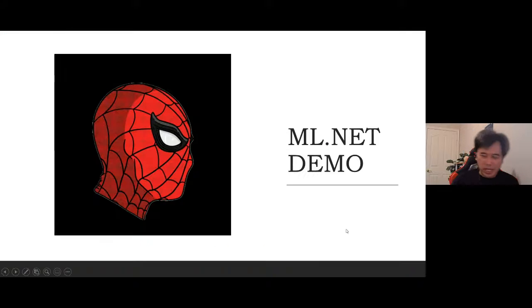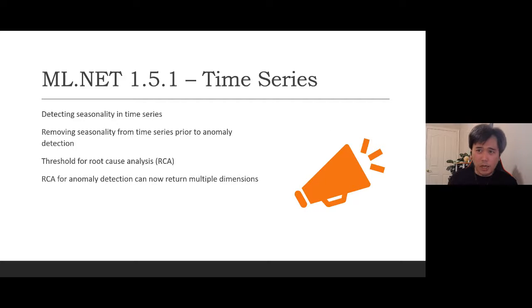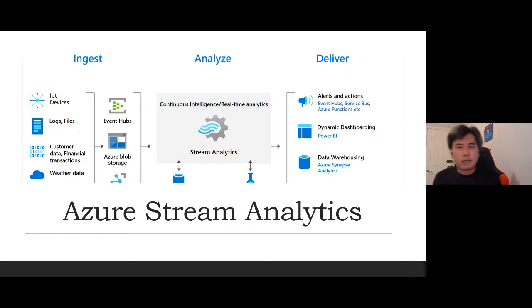Cool. So that's a small example of how you would use anomaly detection in ML.NET with the new version that just came out for ML.NET. There's new algorithms that would detect seasonality and remove the seasonality from time series for your anomaly detection. Okay, moving along. You can also use anomaly detection through Azure Stream Analytics.